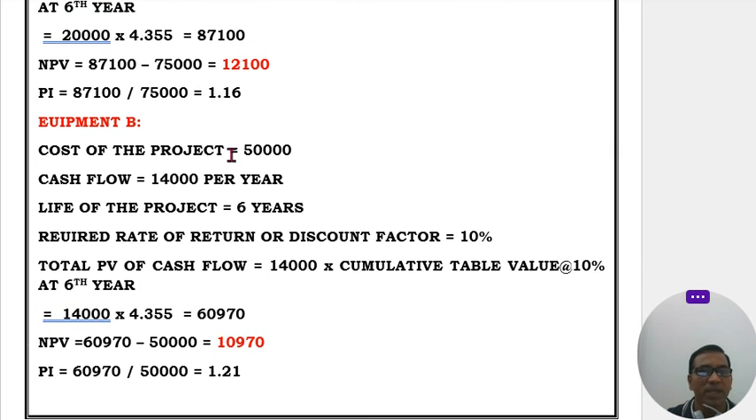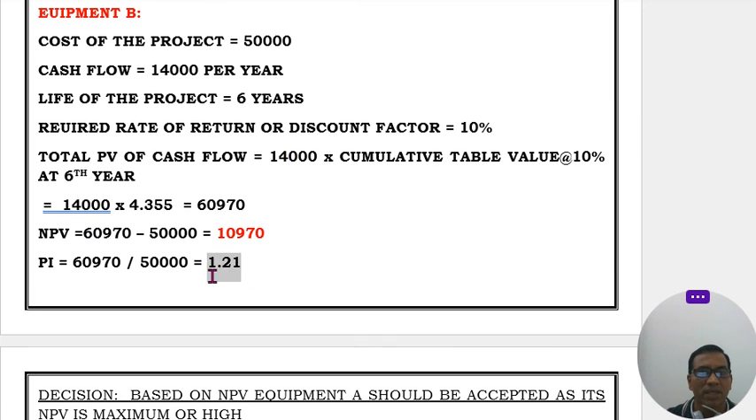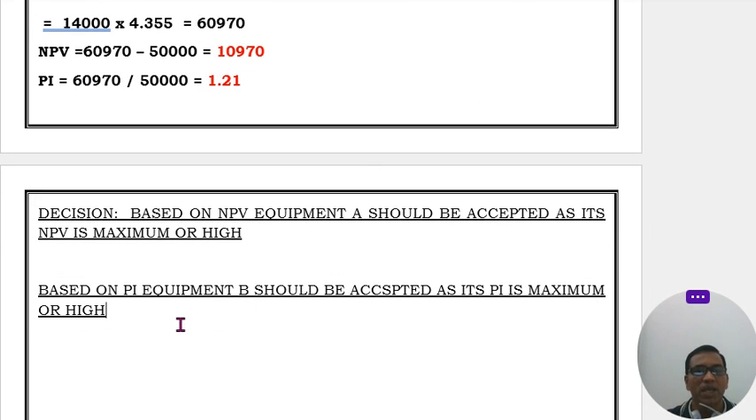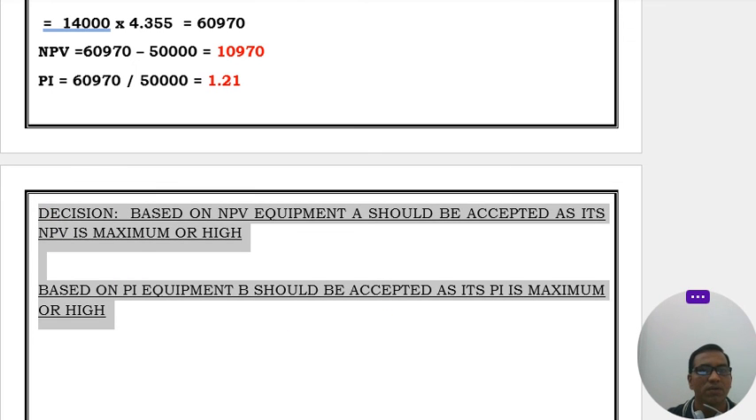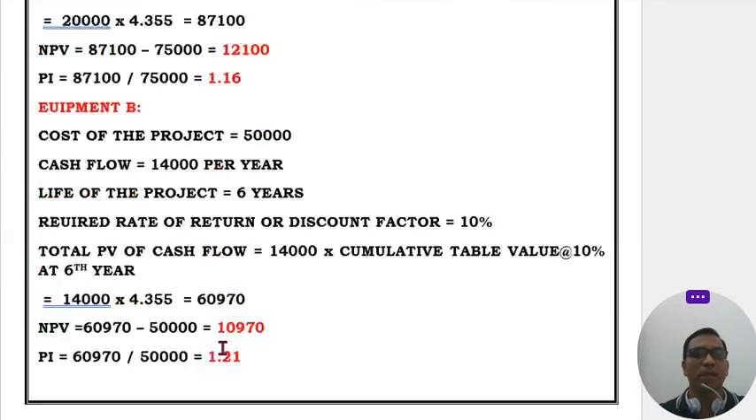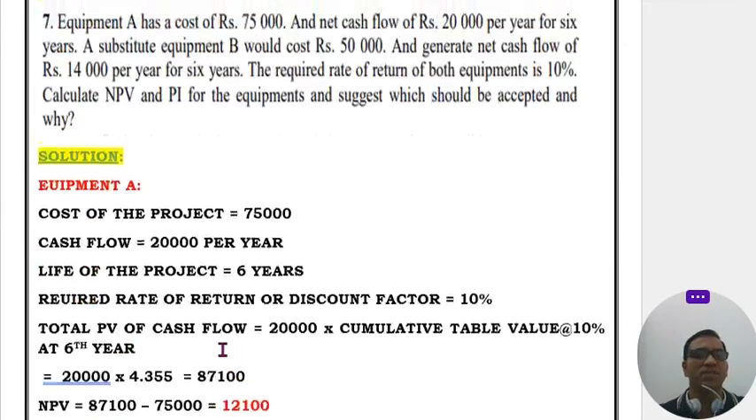What about PI? Here PI is 1.16. Here PI is 1.21. When it comes to PI, equipment B is maximum. That's why, based on PI, equipment B should be accepted, as its PI is maximum or high. So based on NPV, the decision is different. Based on PI, the decision is different. So these are the various examination problems.